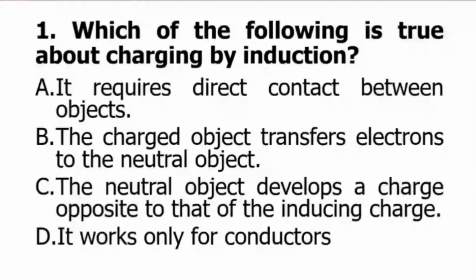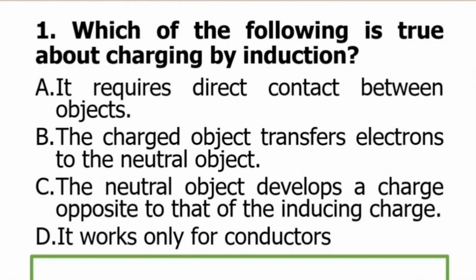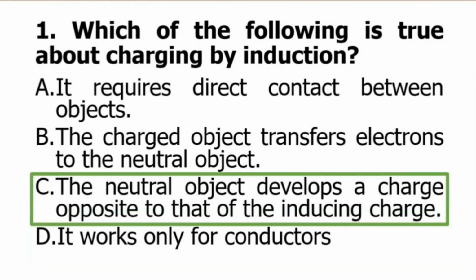Review part 1. Hopefully we will have time to make part 2. Number 1: the following is true about charging by induction. Is it A, It requires direct contact between objects, B, C, or D? Take your time and try to answer. You may pause this video. The correct answer is letter C. The neutral object develops a charge opposite to that of the inducing charge, because induction causes charge separation, which results in an opposite charge on the neutral object without direct contact.